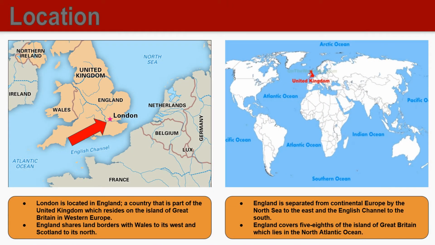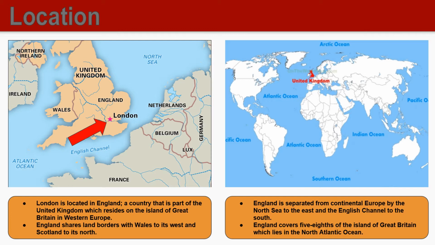London is the capital and largest city of England. It sits on the River Thames in the southeast of the country. London is also the largest city of the United Kingdom, which is located on the island of Great Britain in Western Europe, with England covering 5/8 of the island, which lies in the North Atlantic Ocean.